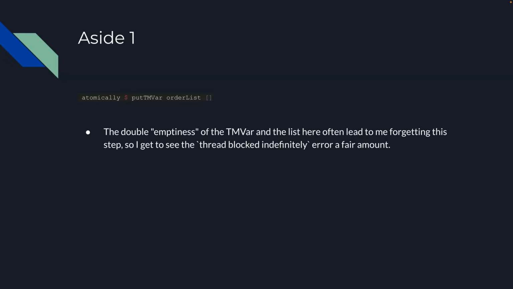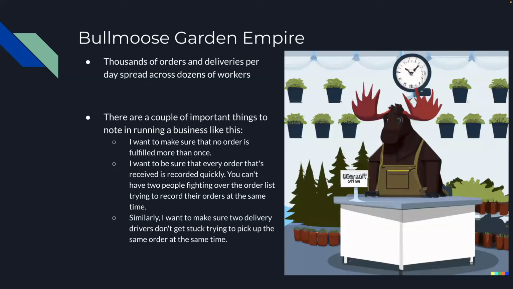Okay, so let's say that my garden center explodes into a garden empire, and thousands of orders and deliveries are happening per day, spread across dozens of workers now. There are a couple of important things to note when you get to a business of this size, with multiple workers who are delivering orders and multiple workers who are taking orders. First off, I want to make sure that no order is fulfilled more than once. You don't want to be sending extra product to people. Second, I want to be sure that every order you receive is recorded quickly. You don't want people on the phones with customers who can't write down the order anywhere. So you want to make sure that you move through it quickly.